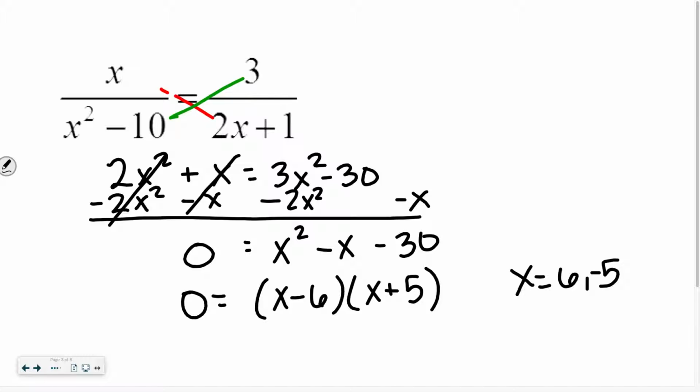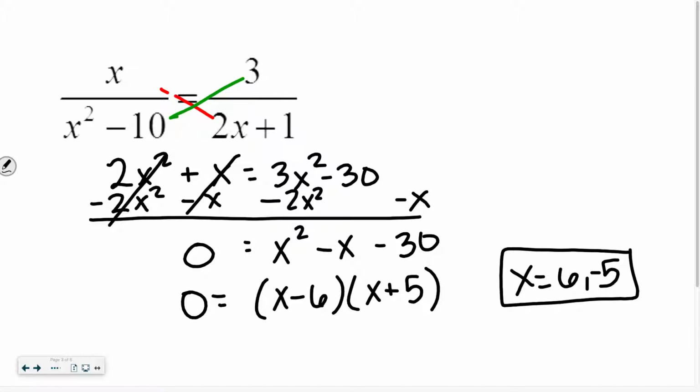If you plug them back in, 6 squared is 36, so you subtract 10, no problem. Negative 5 squared, be careful what that one is. 25, not 10. So you can subtract 10, no problem. And then on the other side, it would be like positive 12 plus 1 or negative 10 plus 1. So no zeros in the denominator. You are good to go.